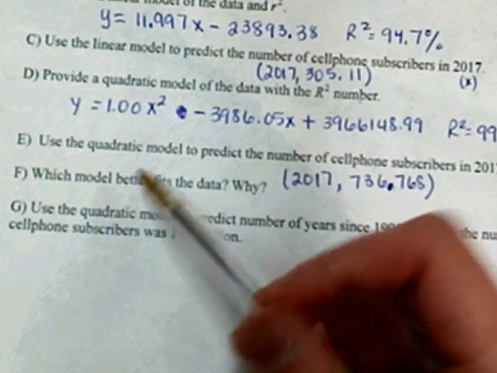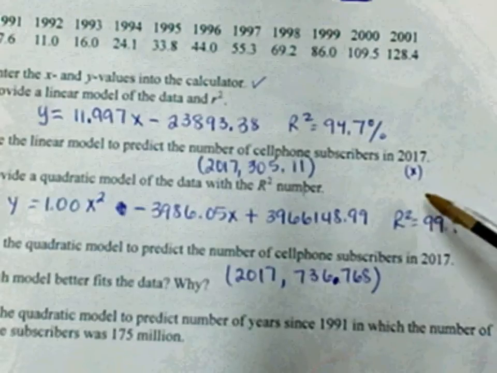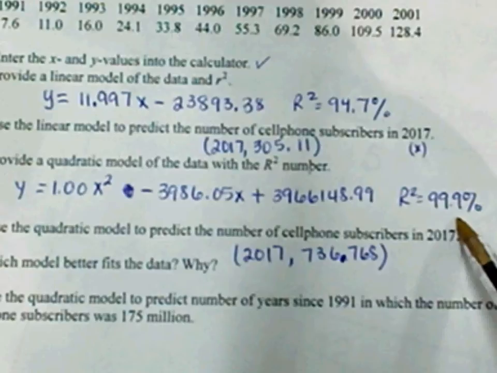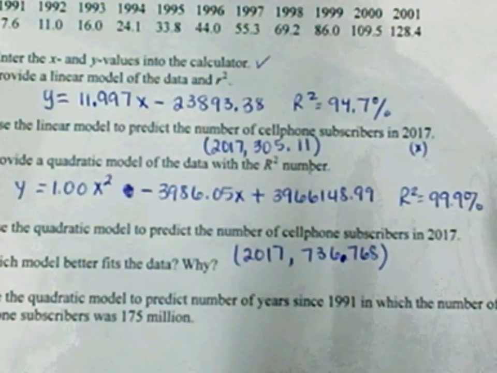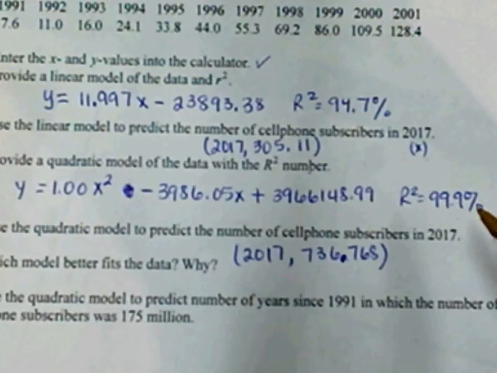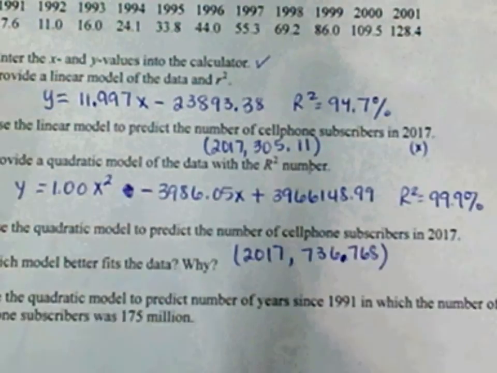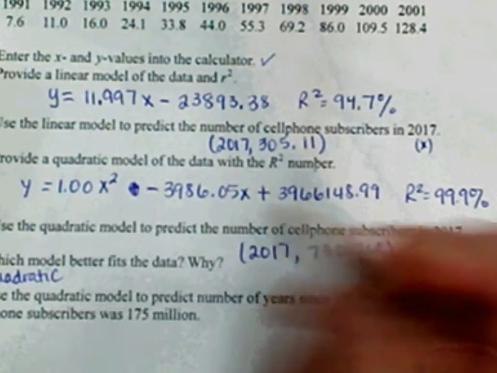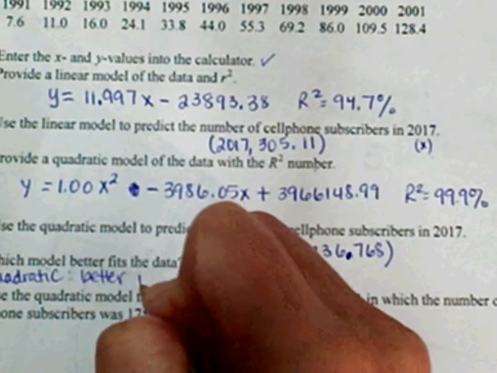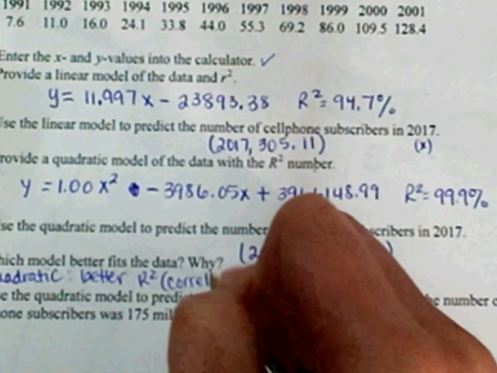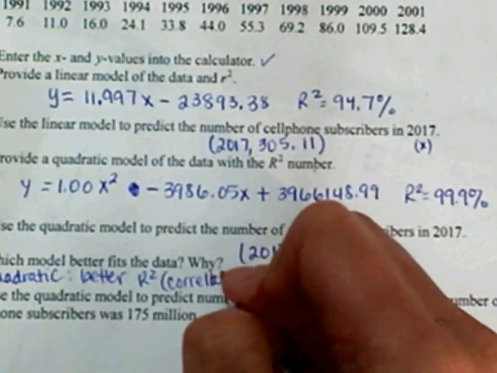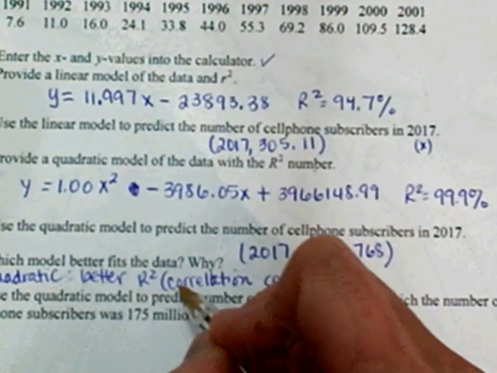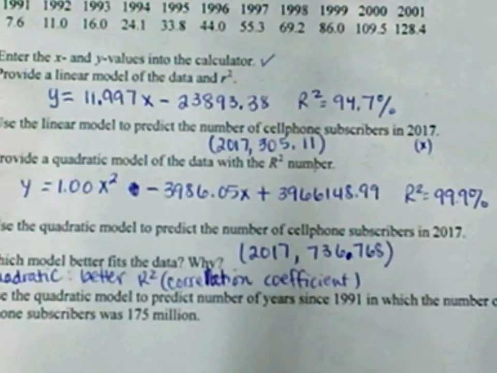All right, which model better fits the data? Well, if you take a look at your information, do you notice how this one has a higher correlation coefficient? And it's hitting almost every point. And if you really think about it, cell phones took off in the early 90s. Here, everybody has them. Back in the 90s, not everybody had them. So I would say the quadratic fits the better model. Okay? Why? Better R² value, which is your correlation coefficient. I can't spell correlation. C-O-R-E-L-A-T. Okay, 1 L. Is it 1 L or 2? I have to double check on that.